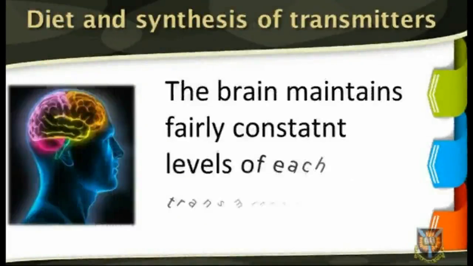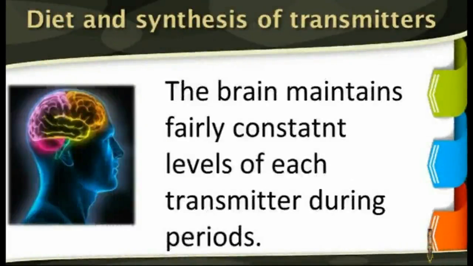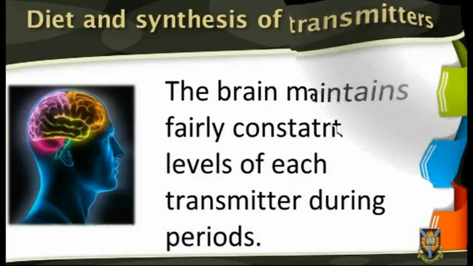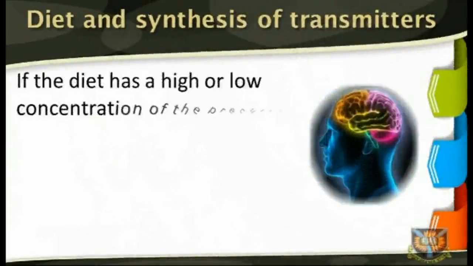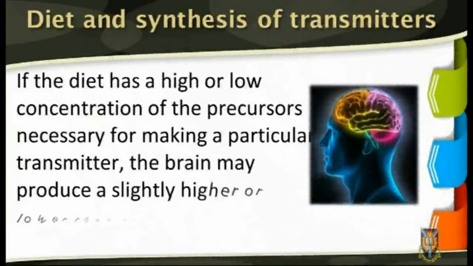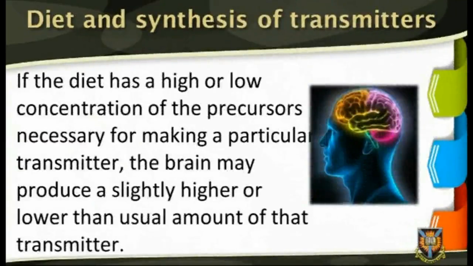Diet and synthesis of transmitters. Every synaptic transmitter is synthesized in the appropriate neuron from constituents that come from the diet. Under normal circumstances, the brain maintains fairly constant levels of each transmitter during periods. Nevertheless, if the diet has a high or low concentration of the precursors necessary for making a particular transmitter, the brain may produce a slightly higher or lower than usual amount of that transmitter.